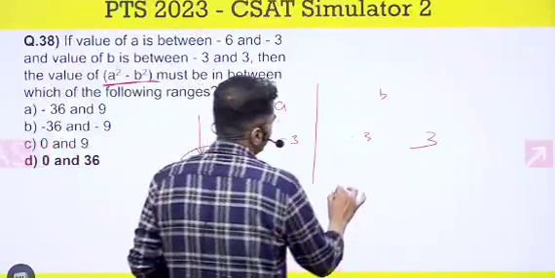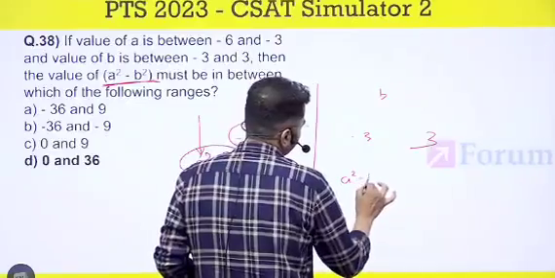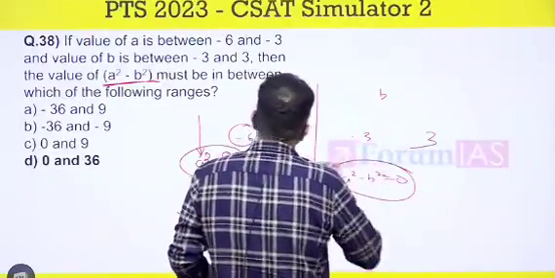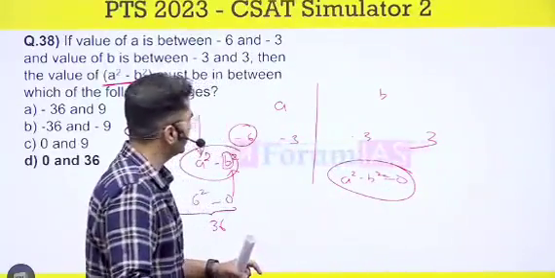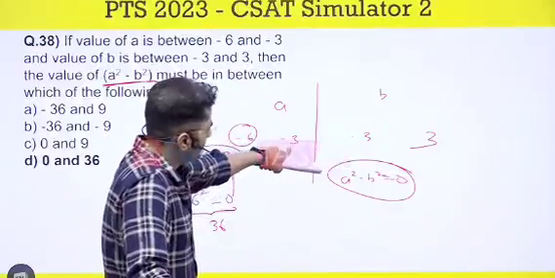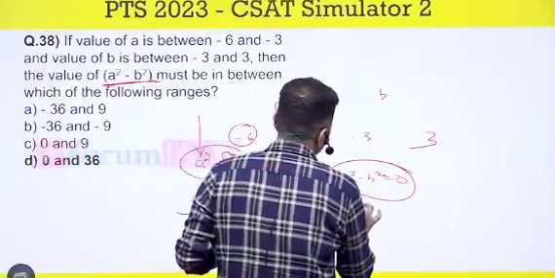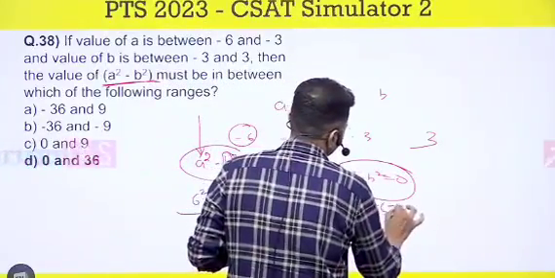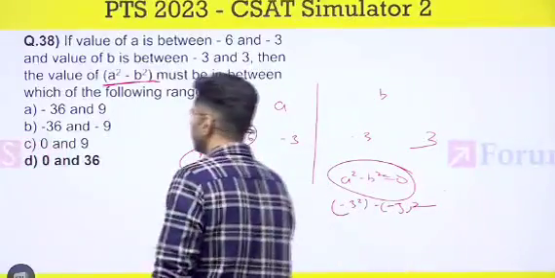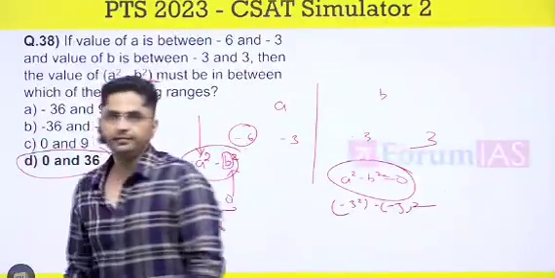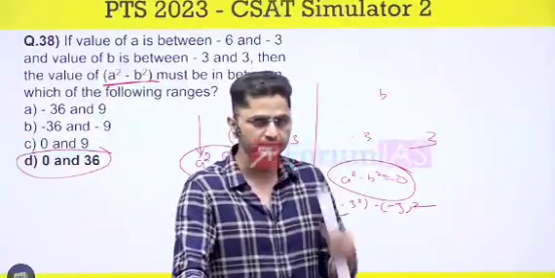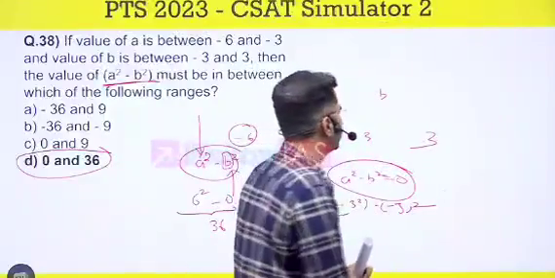Minimum would be, see, when I do, for example, A square minus B square is equal to 0. So for that, what values can I take? See here, I can take this as minus 3 square minus 3 square. So it would be 0. So the minimum value would be 0 and the maximum value would be 36.